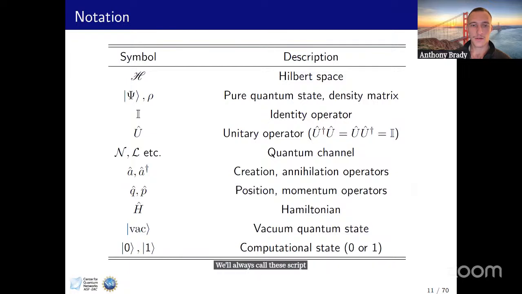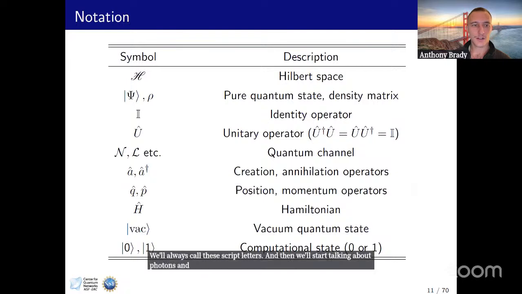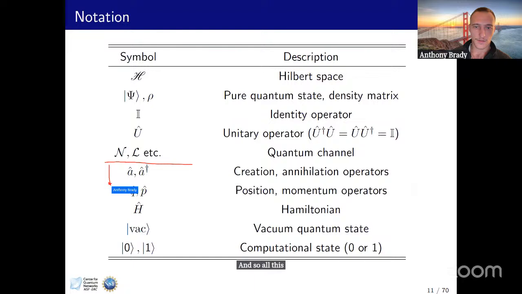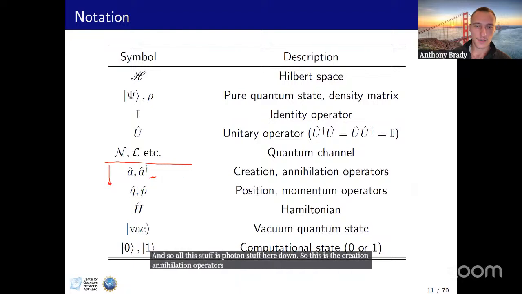And then we'll start talking about photons, and photons are tricky little things, but you can always describe them as a quantum harmonic oscillator. And so all this stuff is photon stuff from here down. So these are the creation and annihilation operators. If you're familiar with those, we'll go over that as we go along.